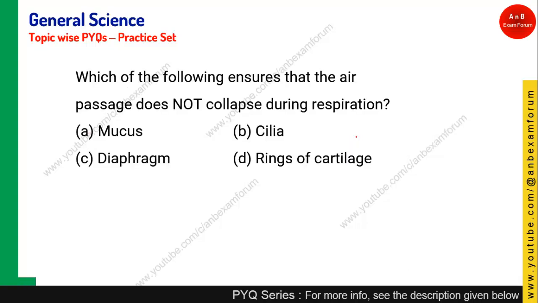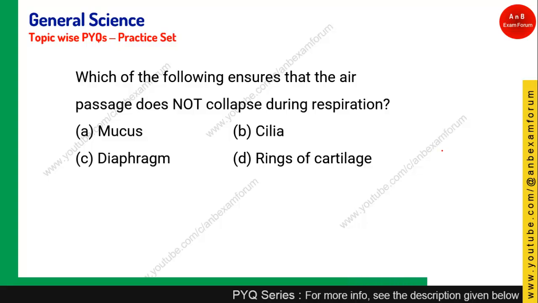The next one: which of the following ensures that the air passage does not collapse during respiration? As you know, after the larynx there is a windpipe. The windpipe is surrounded by rings of cartilage. It is a C-shaped structure. These are called rings of cartilage. So option D is the right answer. Basically it keeps the windpipe straight so that it does not collapse because of these rings of cartilage.